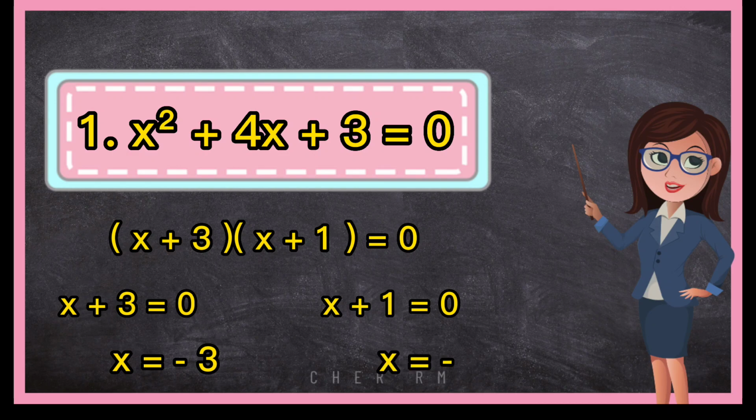Let us add the roots. Negative 3 plus negative 1 is equal to negative 4. So the sum of the roots is correct. While the product of the roots is negative 3 times negative 1 is positive 3. So the two answers are correct.